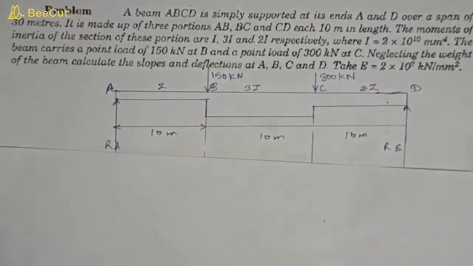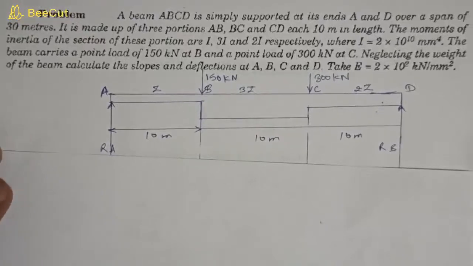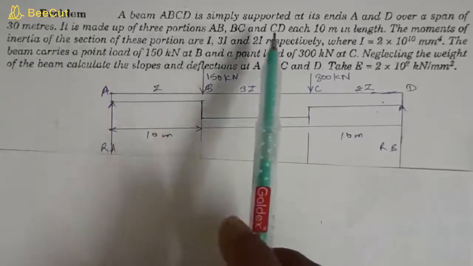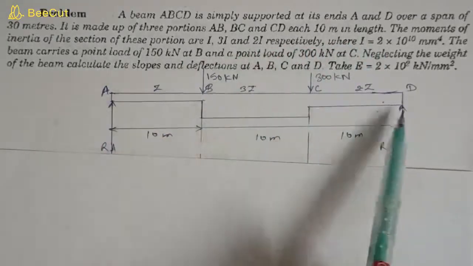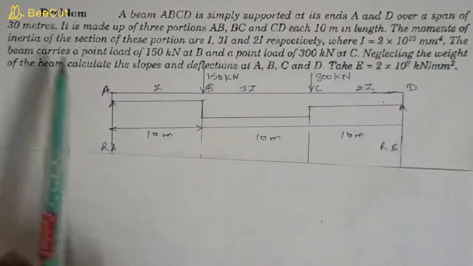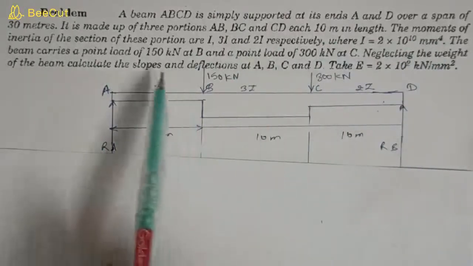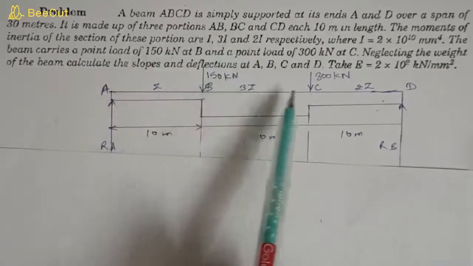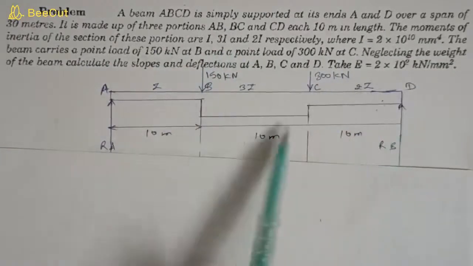So in this video we will solve our second problem based on the conjugate beam method. So let's see the problem. A beam ABCD is simply supported at its ends A and D over a span of 30 meter. This is 10, 10, 10, 30 meter. It is made up of three portions AB, BC and CD, each of length 10 meter.